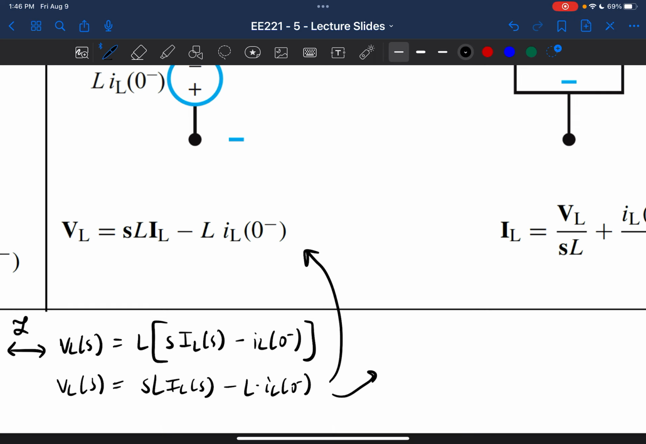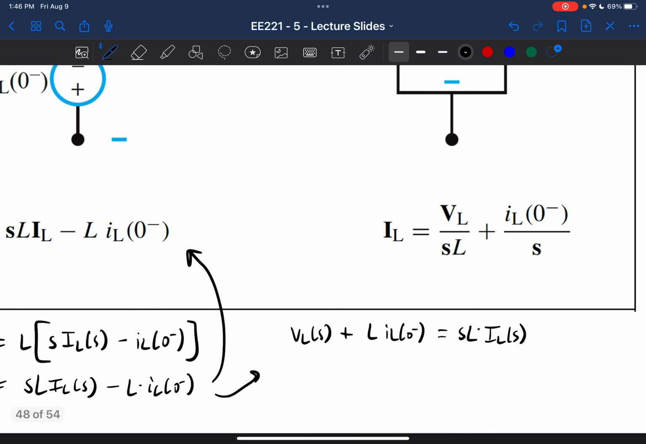and that just basically comes directly from resolving this expression for IL of S. So I can take this expression and I can say VL of S, right? I'm going to add this term over to the other side. So I get VL of S plus L times IL of 0 minus is equal to SL times IL of S. And so now I can divide both sides by SL. I get VL of S divided by SL plus IL of 0 minus divided by S, and that whole thing is equal to IL of S.